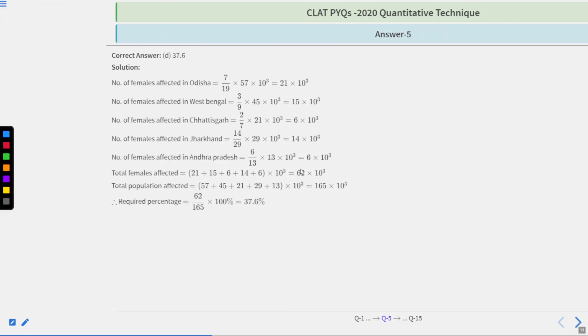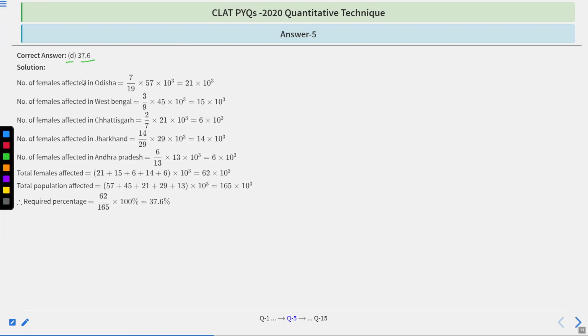Let's see. The correct option is D, 37.6%. How? Number of females affected in Odisha, 21,000. West Bengal, 15,000. Chhattisgarh, 6,000. Jharkhand, 14,000. Andhra Pradesh, 6,000. Now the total females affected is the sum of all, so you will have 62,000.